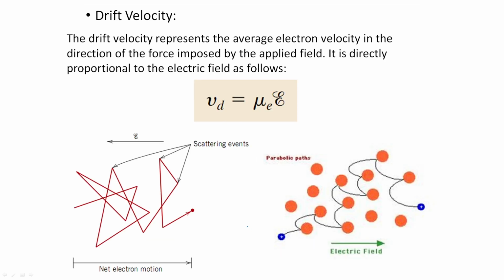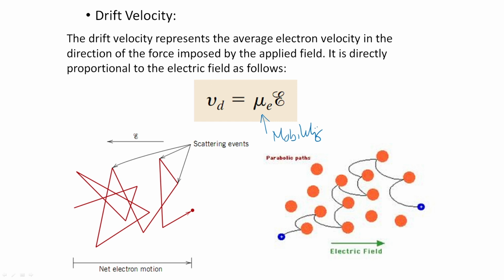As we have discussed, the electrons are moving, and in the process of moving they collide with the ion cores, the velocity changes after each collision, and finally they reach the other side of the sample. That is why conduction happens. An important parameter is the drift velocity, the velocity at which electrons are drifting. This velocity represents the average electron velocity in the direction of the force imposed by the applied field, and it is directly proportional to the field. The drift velocity is given as mu e multiplied by the field, and mu e is your mobility. This is called the mobility parameter, remember.